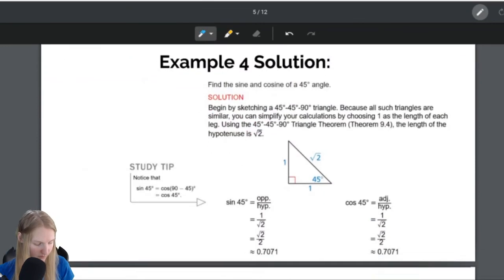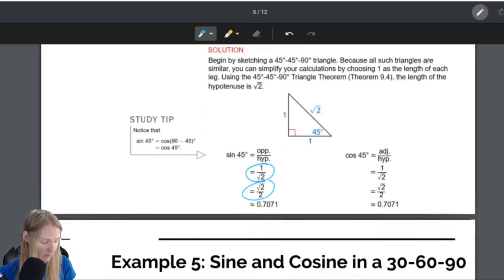Yep, look at that. 1 over root 2 is the same thing as square root of 2 over 2. If you want to know more about that, let me know. I can make a video on it, or we can talk about it on my live stream. Whatever your heart desires, I will help you with.